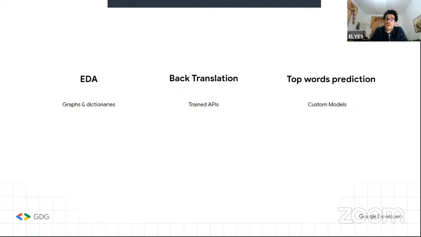I would suggest to try trained APIs first, then go for graphs and dictionaries, like a small amount, don't go too much into it. Your language will change. And then going for top words predictions. And that's actually the way I tried it. You might find a better way in your own use case.